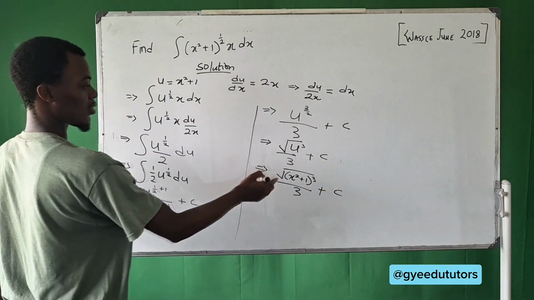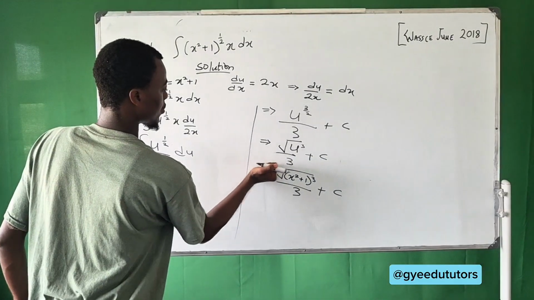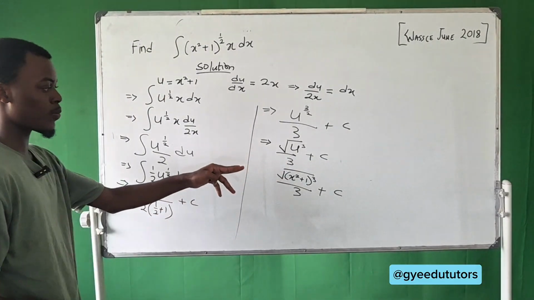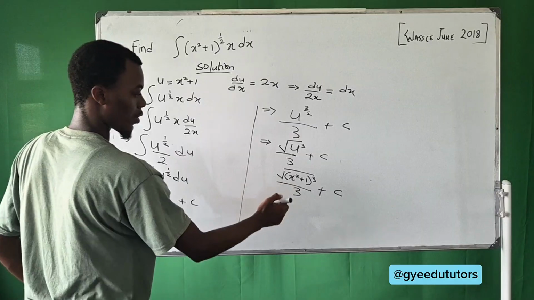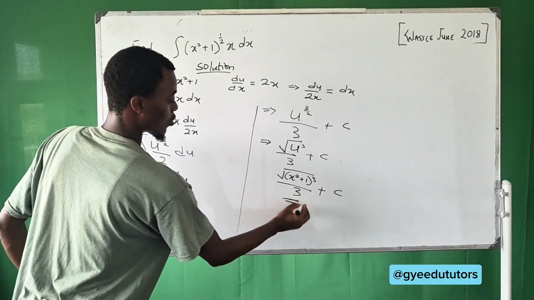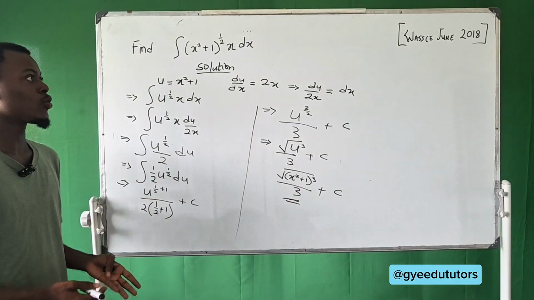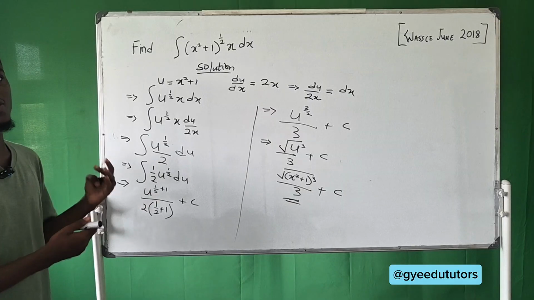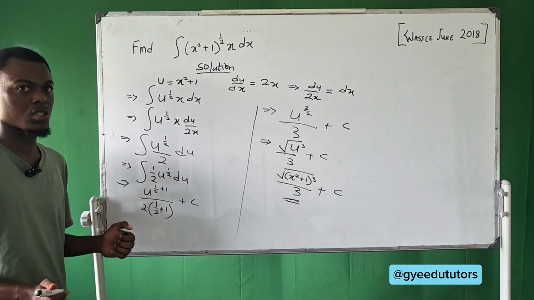So therefore, this is root of x squared plus 1 cubed over 3 plus constant. Guys, you see, this one is very, very easy. So with questions like this, you have to keep on practicing and you get it, okay?